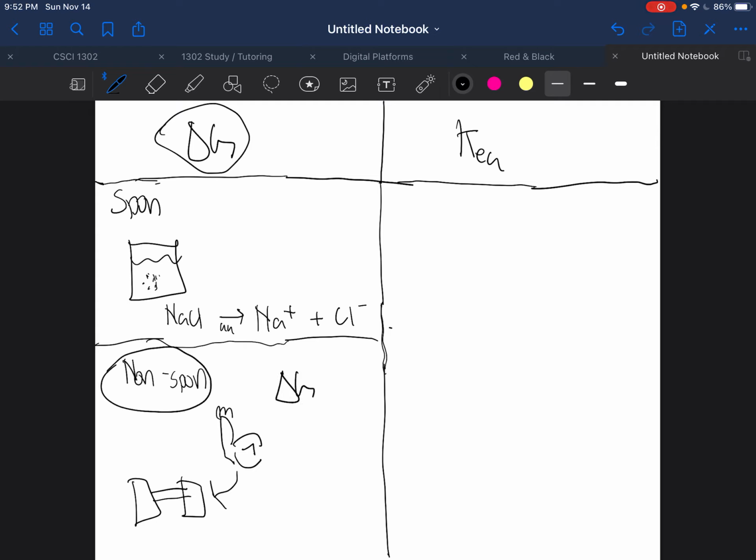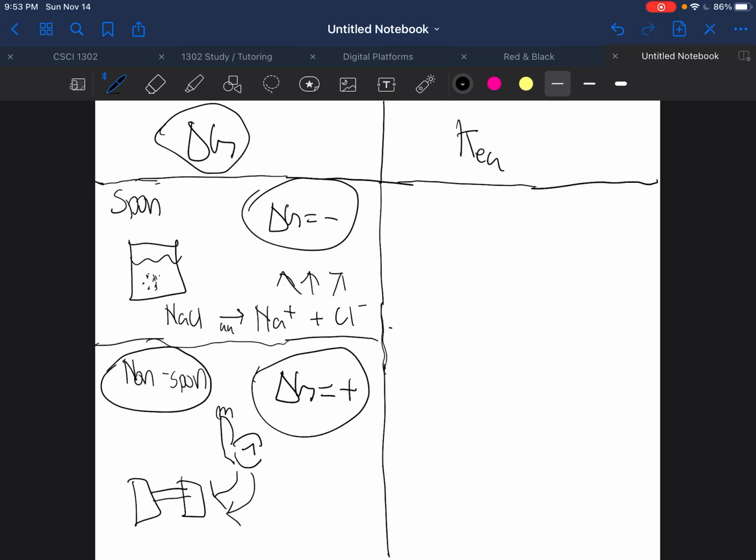So delta G is positive in a non-spontaneous reaction because we put energy into the system. We put energy in to move this dumbbell up. And conversely, delta G will be negative in a spontaneous reaction because energy is actually released in this process. When the NaCl is dissolved in the water, energy is released, which makes this spontaneous. So now we have two very important things: delta G is negative for spontaneous and positive for non-spontaneous.